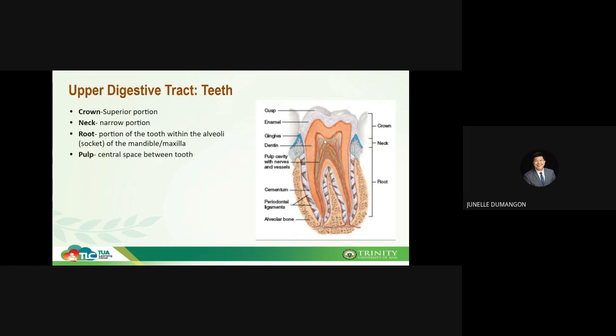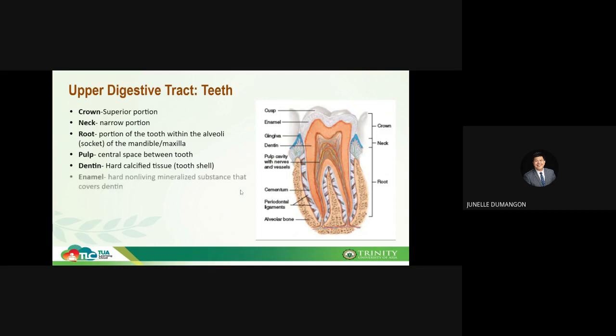Pulp is the central space between the tooth. Pulp is very important because it contains your blood vessels and your nerves. So if any cavity would enter the pulp, it will lead to pain and possible infection. Now, the pulp is actually protected by dentin. Ito siya, the brown portion. Dentin is a hard calcified tissue, all right, that protects your pulp cavity.